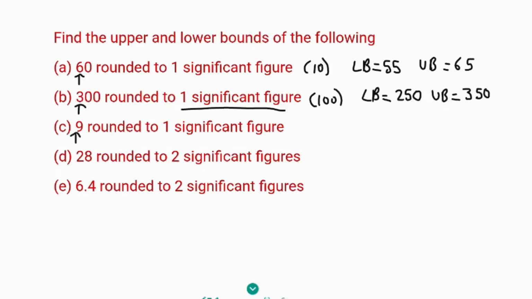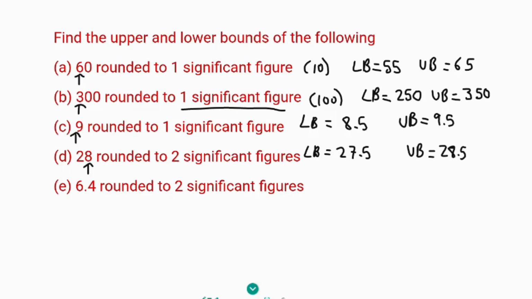9 to one significant figure, nearest whole number, nearest integer, lower bound 8.5, upper bound 9.5. 28 to two significant figures. This is your second significant figure here. So it's the nearest whole number. So your lower bound would be 27.5 and your upper bound would be 28.5. Second significant figure is one decimal place. Your lower bound would be 6.35, upper bound 6.45.